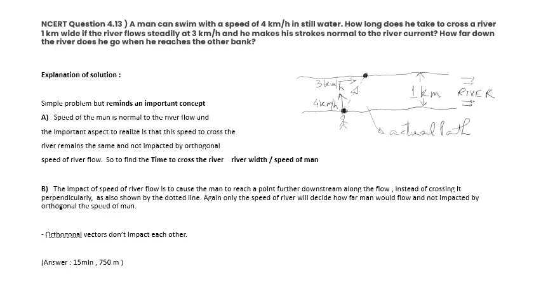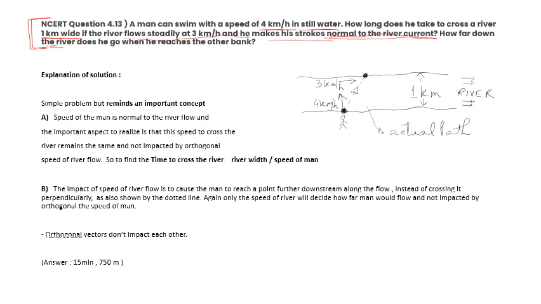Okay. Now, this is a question from the NCERT book, question number 4.13. Though it's a very simple question, it's good to remind us of a few concepts related to velocity. Let's look at the question first, and I'm highlighting it here. A man can swim with a speed of 4 kilometers per hour in still water. How long does it take to cross a river 1 kilometer wide if the river flows steadily at 3 kilometers per hour, and he makes his strokes normal to the river current?